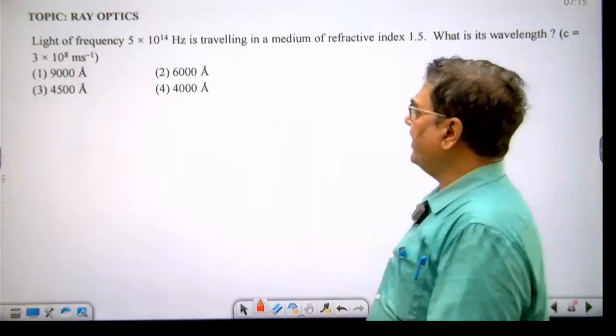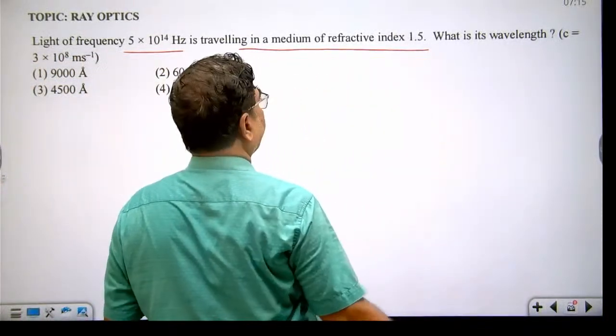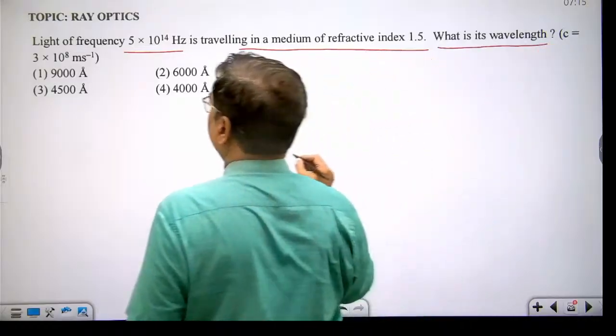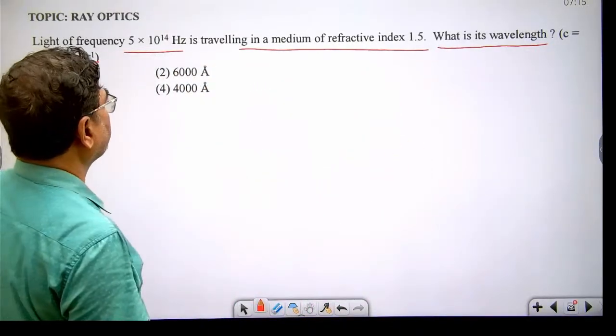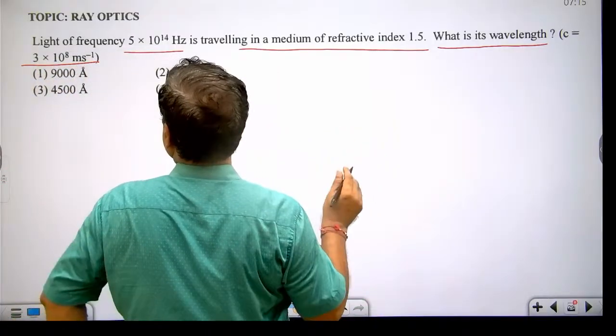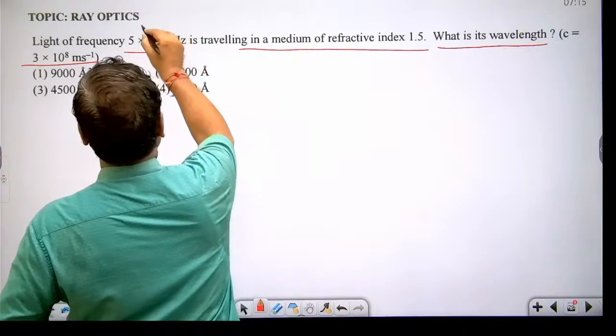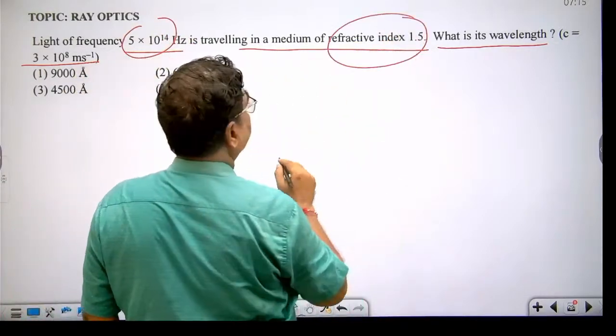Light of frequency 5 into 10 power 14 hertz is traveling in a medium of refractive index 1.5. What is the wavelength? Speed of light in vacuum is 3 into 10 power 8 meter per second. Dear student, frequency is given, traveling in a medium, so velocity can be found.